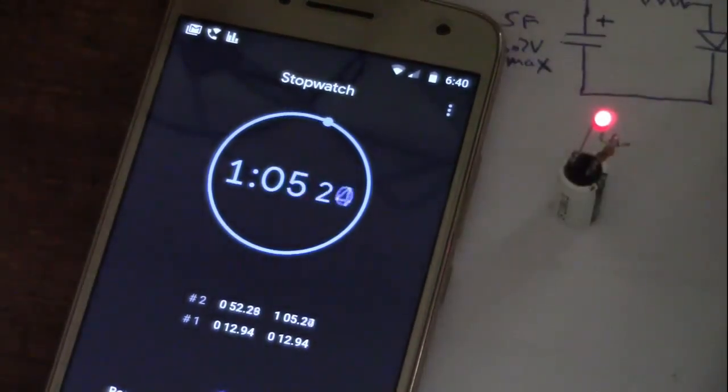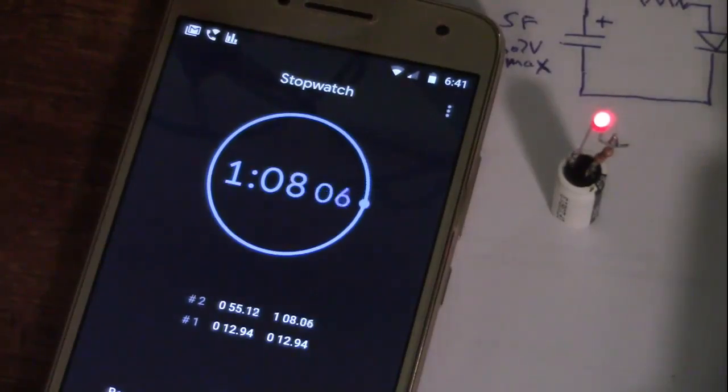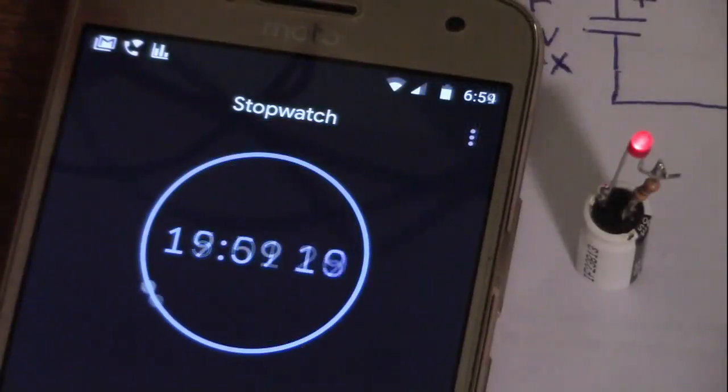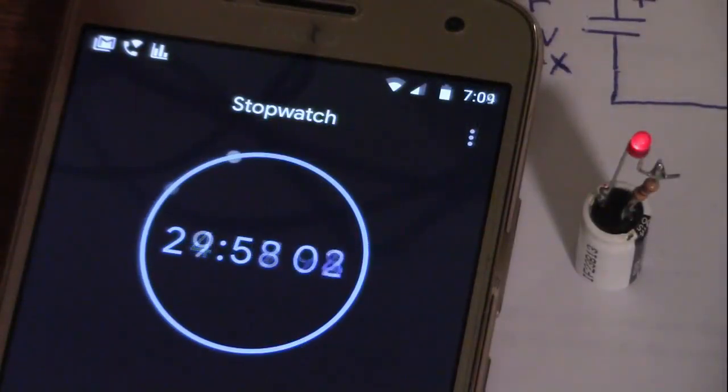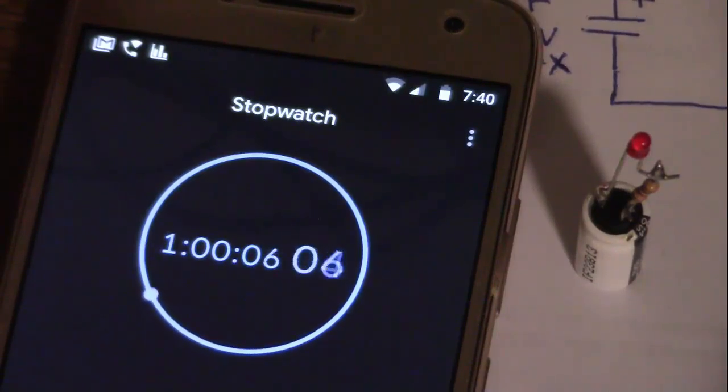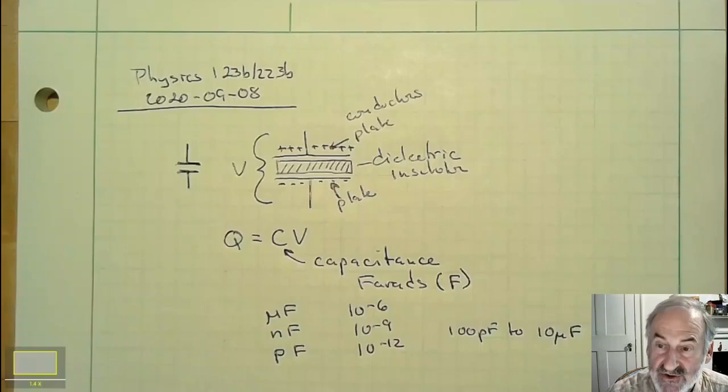I'm not going to make you watch the whole thing. We will skip ahead and see when the LED starts to dim. And here we are after an hour, and there's still some energy left to light up the LED. Since the LED has a forward voltage of about 1.5 volts, that says we're around 1 volt to 1.5 volts left in the capacitor at this point.